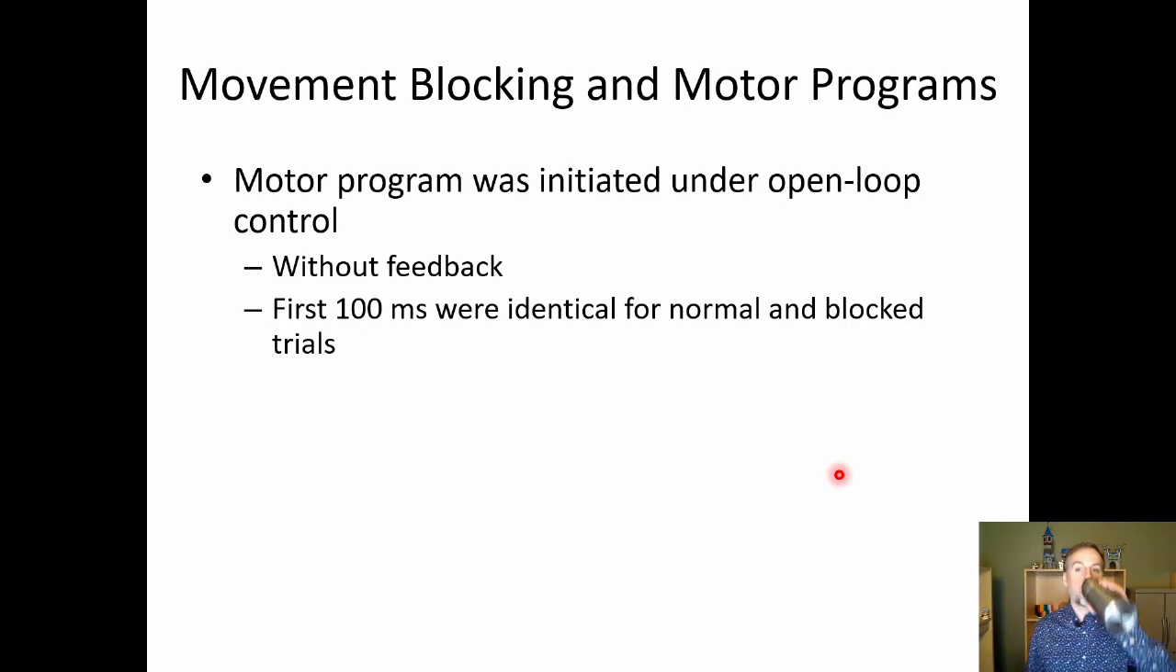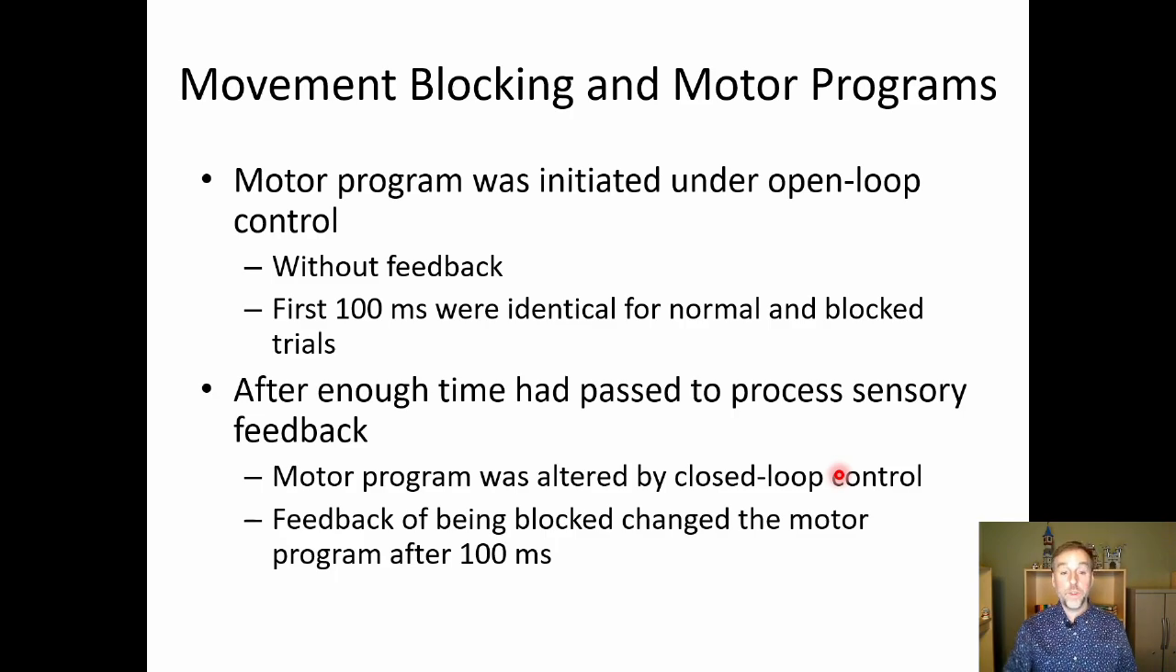Let's summarize that. So in both conditions, the motor program, that ballistic movement, was initiated under open loop control. You're not using feedback. It's open loop control, so the first 100 milliseconds are going to be identical in normal and blocked trials. Once there's enough time to process sensory feedback to use closed loop control, and this is one of the experiments that shows the minimum for that is 100 milliseconds, at that point we can use closed loop control in the block condition to say, hey, stop trying to make this triphasic motor program work because we're blocked.